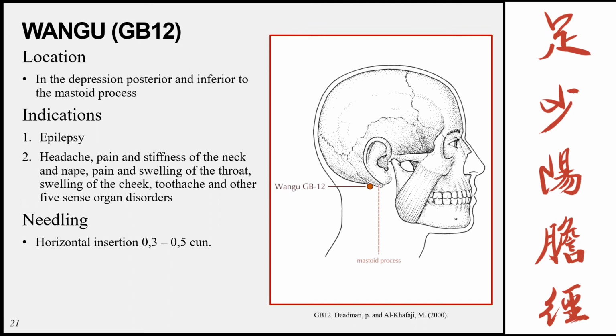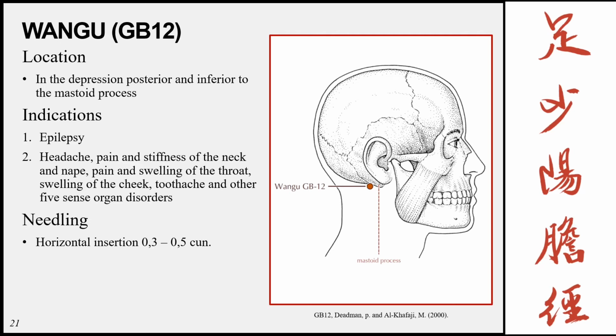The next point is Wangu, GB12. So this is one of the points we need to use to make that line so we can find GB11 and GB10. So how we locate this point is that we're going to palpate for the mastoid process, and then we're going to look for the depression which lies just posterior and inferior to the mastoid process.